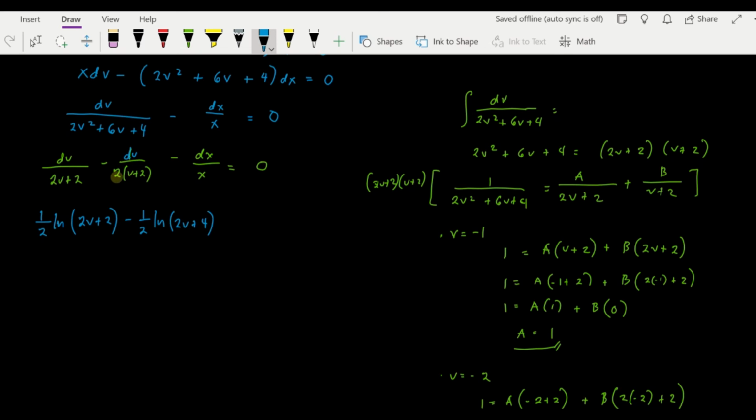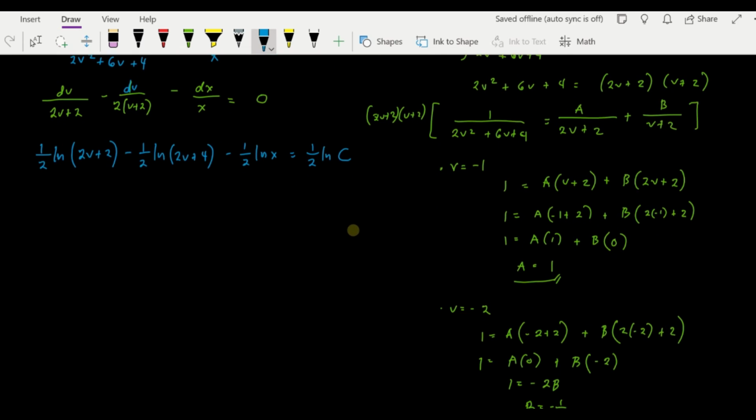Bakit siya 2b plus 4? So, distribute lang yung 2. 2 times b, 2b, 2 times 2, 4. Minus dx over x, that is 1 half ln x. So, yung constant, gawin lang natin siyang 1 half ln c. Practicein na natin na ganun palagi. Okay?